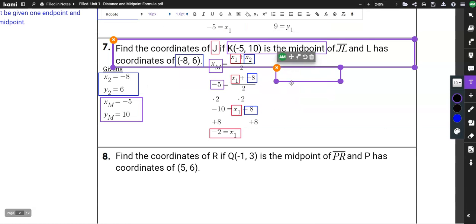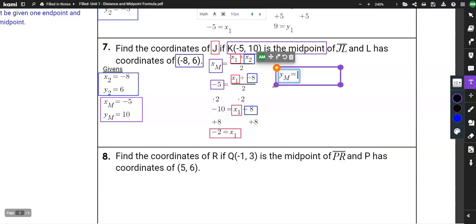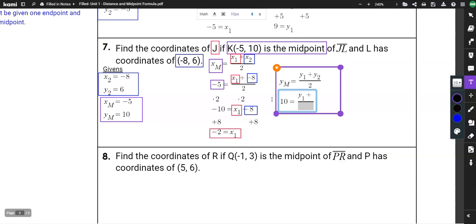Now that we have the x, now let's go ahead and find the y. So again, we're going to enter our formula. Y of the midpoint is going to be equal to y1 plus y2 over 2. Now we substitute in the known values where y of the midpoint is 10 and y sub 1 is unknown. We're going to add 6 and again divide by 2.